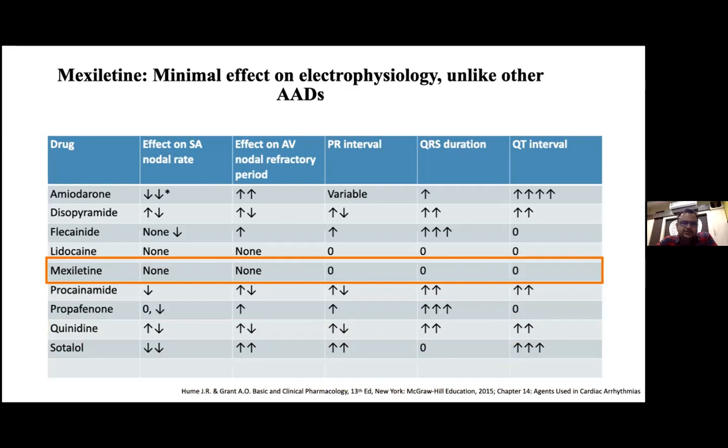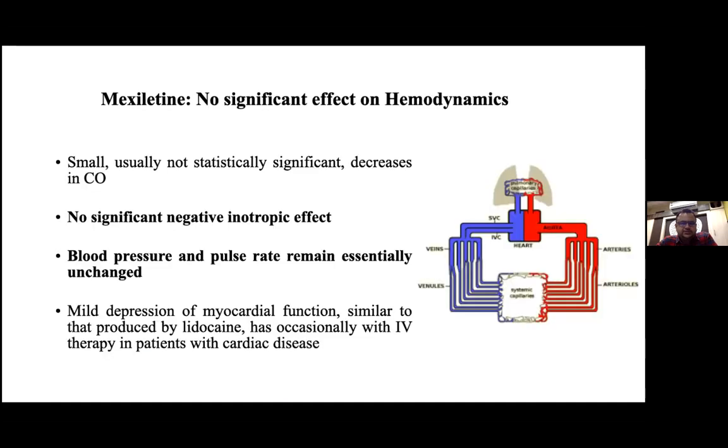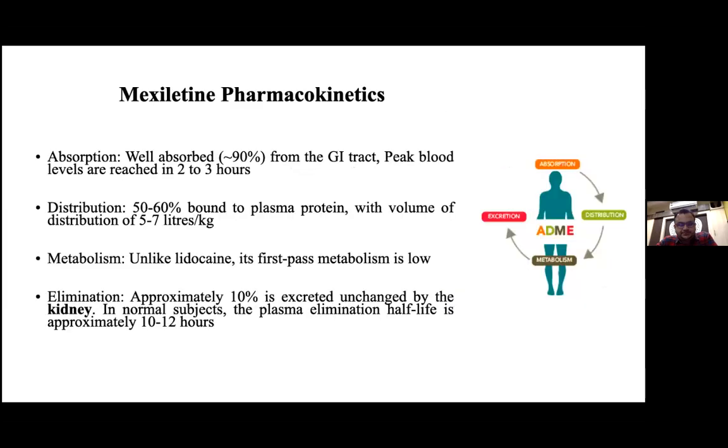It acts on the Purkinje fibers, with no effect on the intervals as well as the durations. So it doesn't have any effects on hemodynamics. It usually causes no statistically significant decrease in cardiac output, no significant negative inotropic effect, and blood pressure and pulse rate remain essentially unchanged. However, there is a mild depression of myocardial function, similar to that produced by lidocaine, occasionally with IV therapy in patients with cardiac disease.